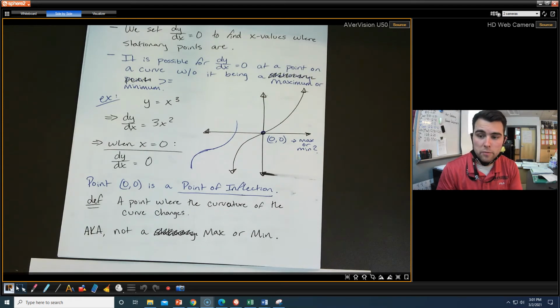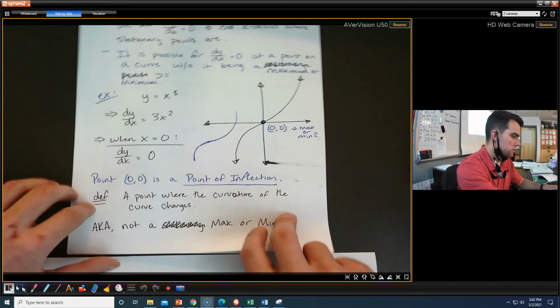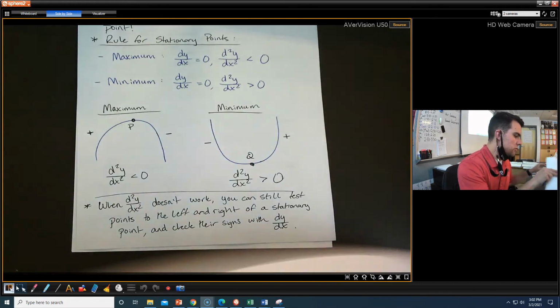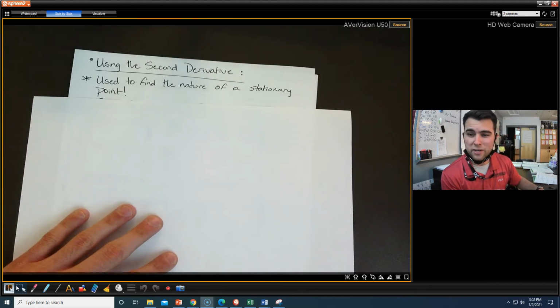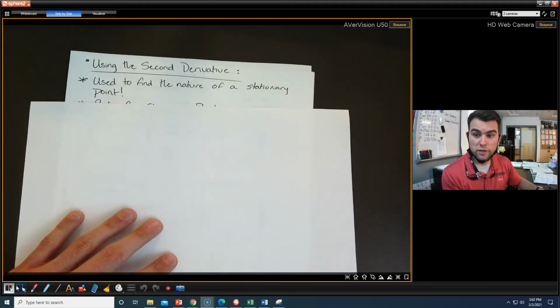So we kind of have a problem. Our ability to just do dy dx equals 0 and then find what those x values are, it works, but it's got its limitations, which is why the double derivative is so powerful. So actually using the second derivative, I'm just going to give you the rules, and then we're going to go back and see why those rules are the way they are.